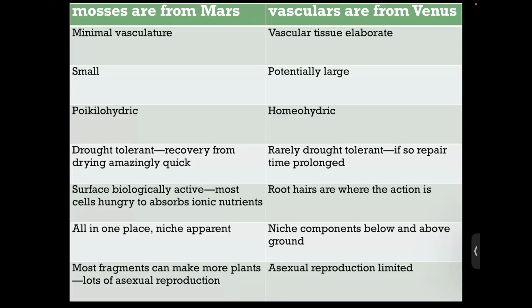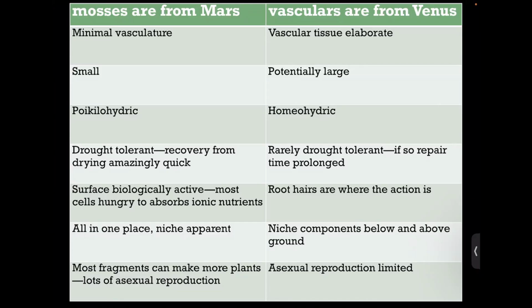Then the typical situation in vascular plants is they're homeohydric. That is, they control their hydration. They do a lot to keep the insides from becoming completely dried out. Like a cactus is not dried out if it's alive. It's just very, very good at keeping from becoming dried out.